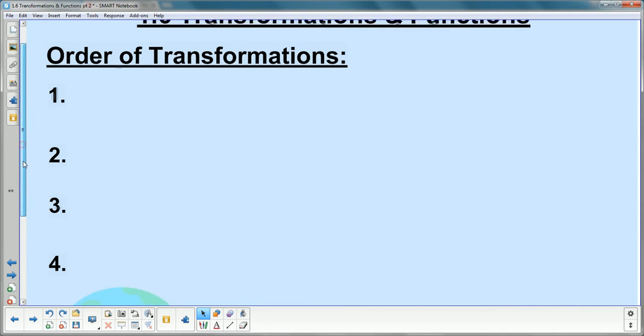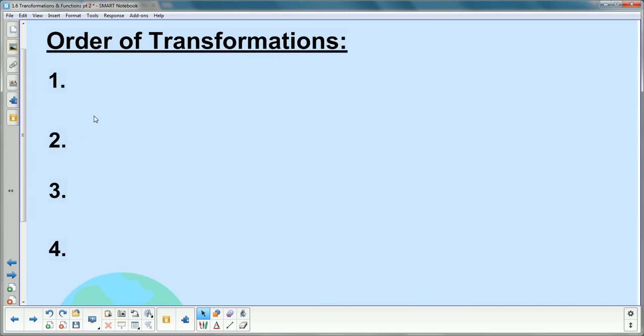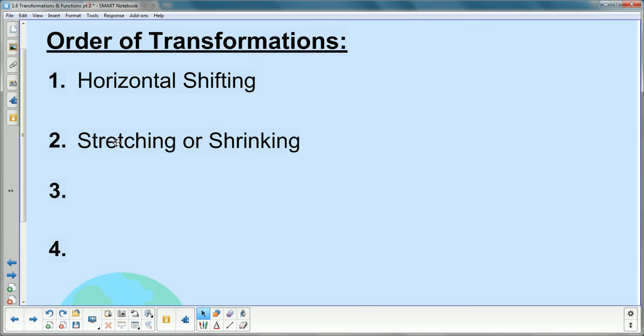The last thing then we're going to talk about today is our order of transformations, and I said this is just like order of operations, so you want to think about working from the inside out. So the first thing you're going to do is horizontal shifting, then the next thing would be stretching or shrinking. Finally, next we're going to look at reflecting. So after we do our stretching and shrinking, we're going to either flip across the x-axis or the y-axis, and last thing is going to be our vertical stretching.